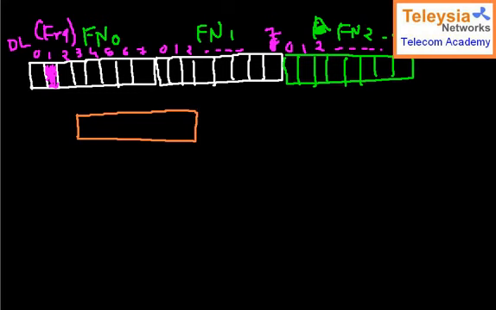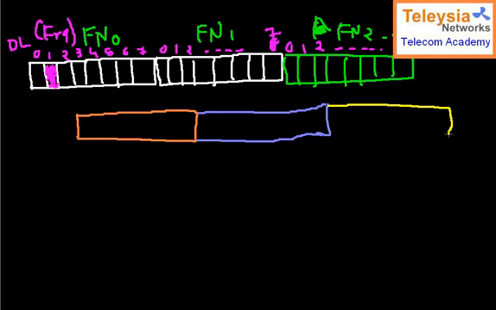Then let me change color. This is another TDMA frame. Then we have another TDMA frame, this is the third TDMA frame. Again here we have 8 time slots.